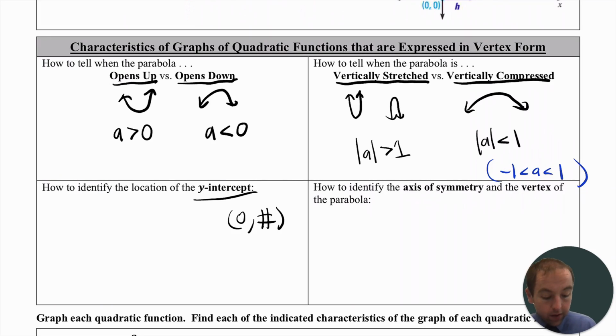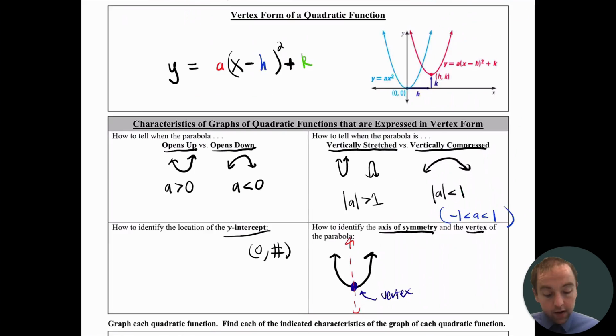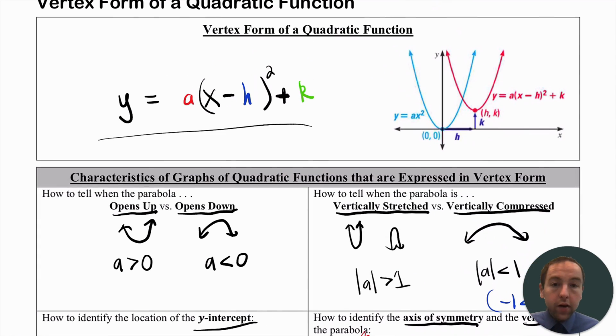And then to identify the axis of symmetry as well as the vertex of the parabola. Keep in mind that whenever we have a parabola, the point at the tip of the U shape, we denote as the vertex, and then the axis of symmetry is going to be that line that cuts directly through the parabola. It's very easy and convenient to find a vertex when the equation is in vertex form. And there's a reason why we call this vertex form, because the vertex is basically staring you in the face when you look at the equation.